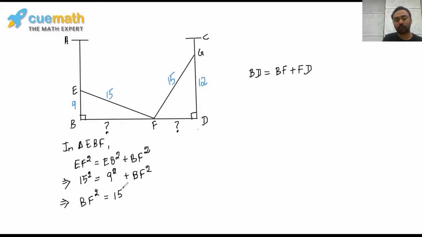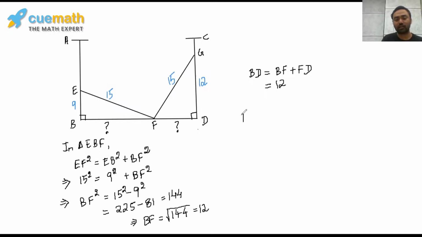So eventually we are going to get BF square equals 15 square minus 9 square, wherein 15 square is 225 and 9 square is 81. So this is going to result in 144. So BF square is 144. So BF would be the square root of 144, which is 12 units. Now we got the value of BF, so we'll substitute it here.